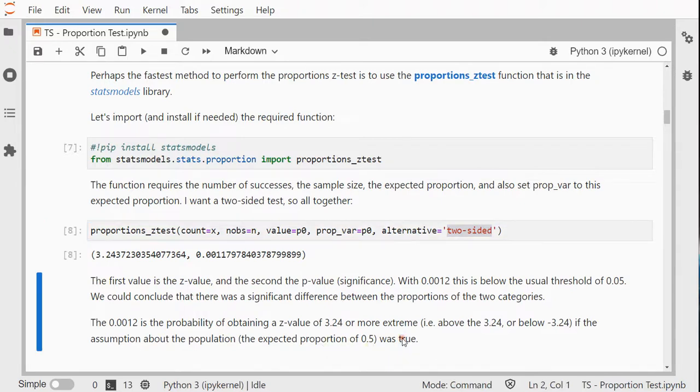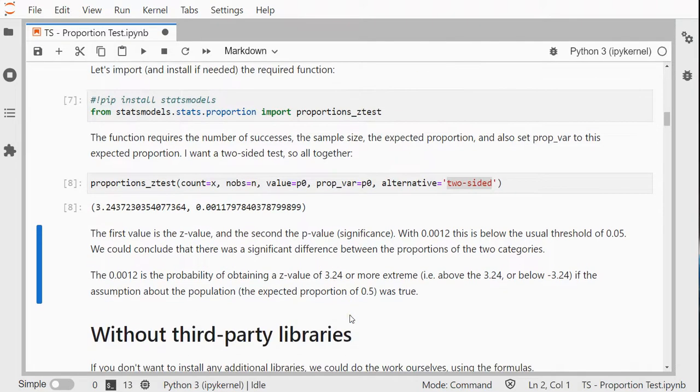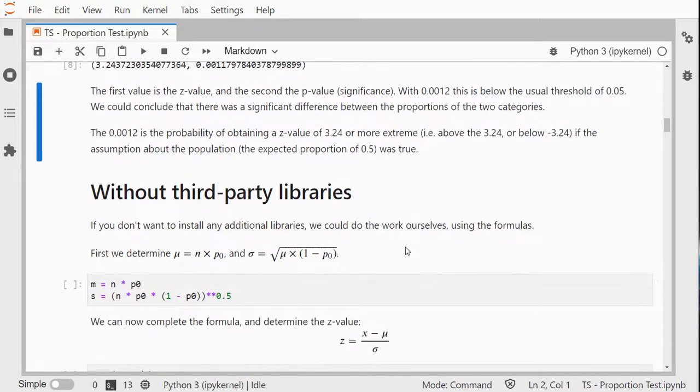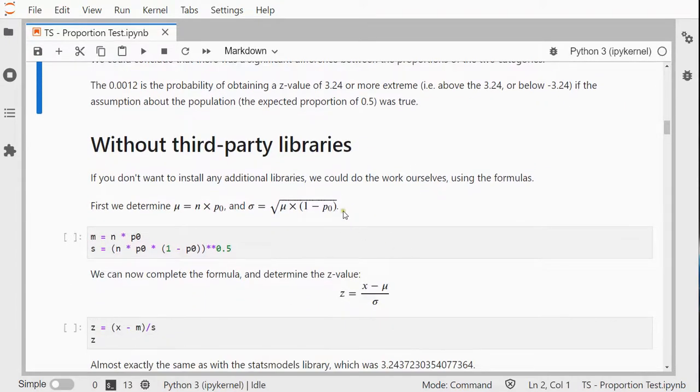Now this is very low, so probably that assumption is wrong, so the two proportions are probably not distributed like 0.5. If you don't like installing a third-party library, or if you want to apply a Yates continuity correction, we can simply do the math ourselves.